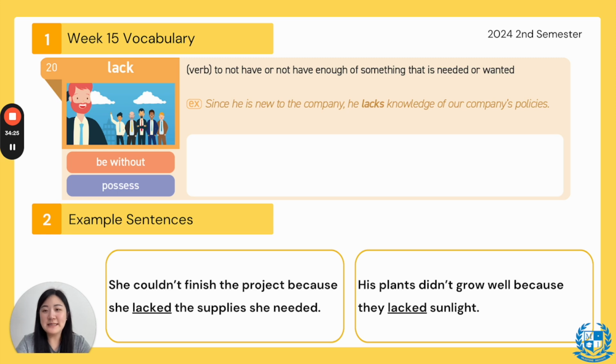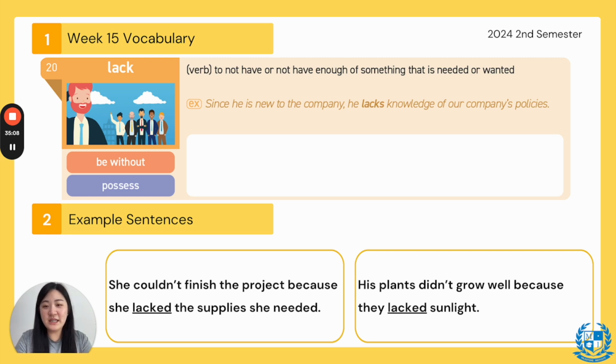And number 20, everyone say lack. Lack. The synonym is to be without, and the antonym is possess, meaning to have. It is a verb and it means to not have or not have enough of something that is needed or wanted. So there is a lack of something. But here we're using it as a verb. So let's read the example together. 1, 2, 3. Since he is new to the company, he lacks knowledge of our company's policies. So maybe he just doesn't know about the rules of this new company because he's new. And that's okay. He can get to learn to know them.